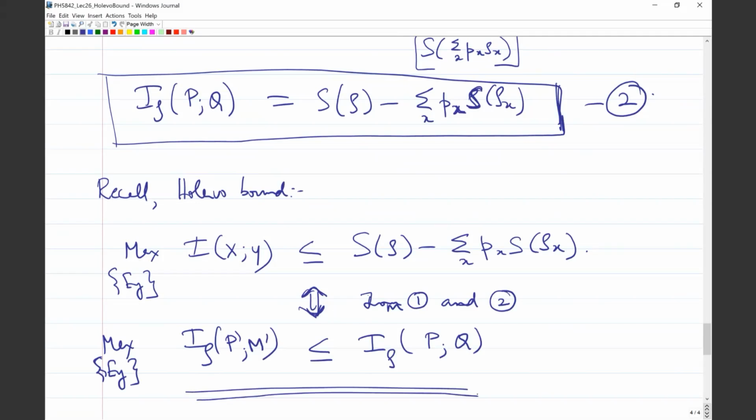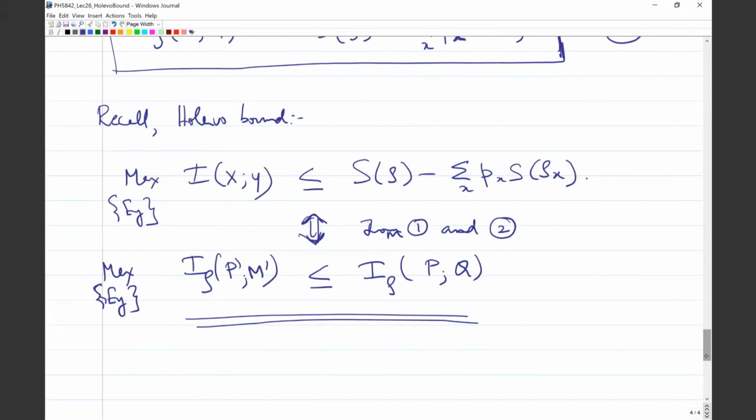It's saying that the initial, and again this makes intuitive sense, right? You cannot finally hope to have any more quantum correlation between your preparation and the measurement system than you had initially between the classical index P and the quantum encoding of that, which is Q. So this is what we have reduced the Holevo result to.